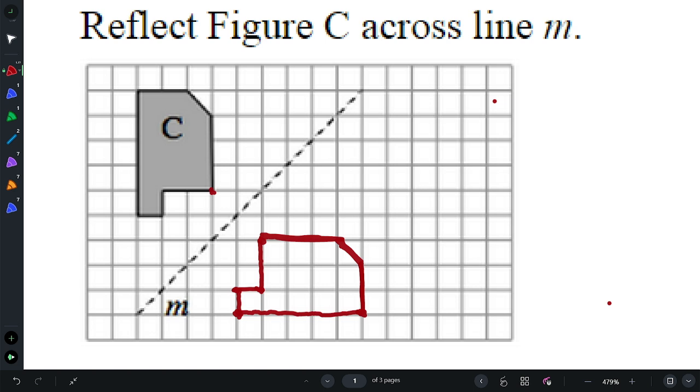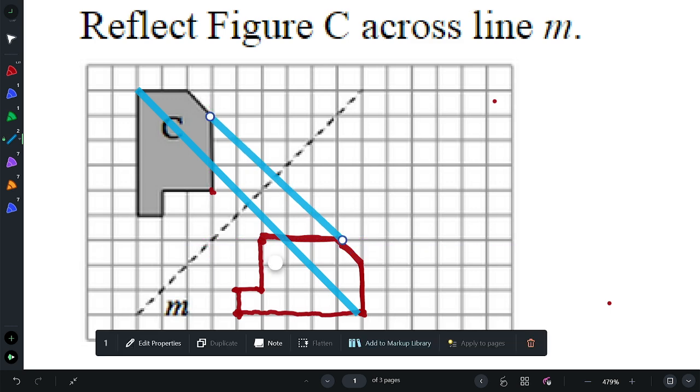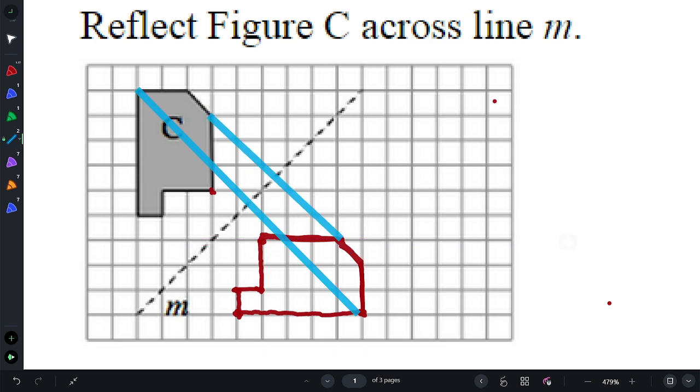The big thing is, if I draw a line from this shape to here, I should always see that the lines that connect the original point to the image point are perpendicular to the line that I'm reflecting across. So those should always form right angles, which means they should have opposite reciprocal slopes. All right, that was C.